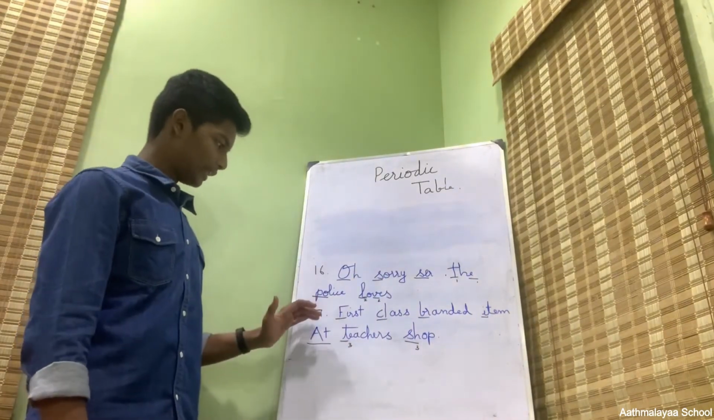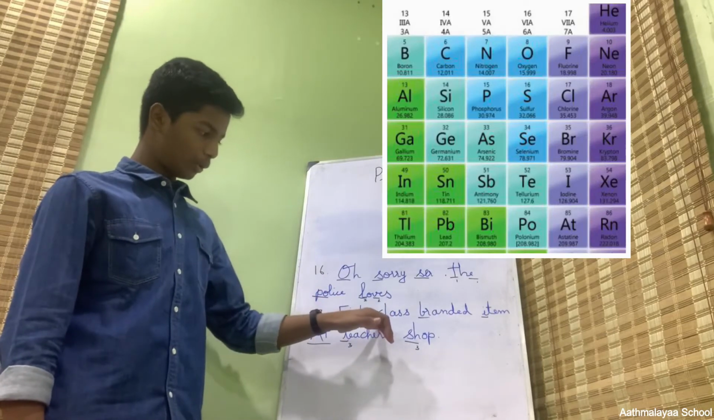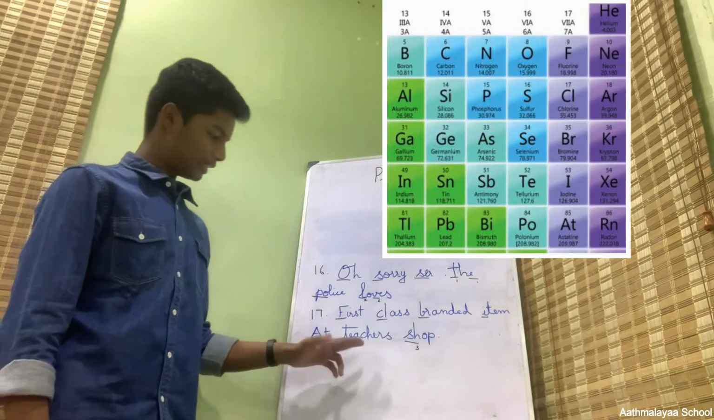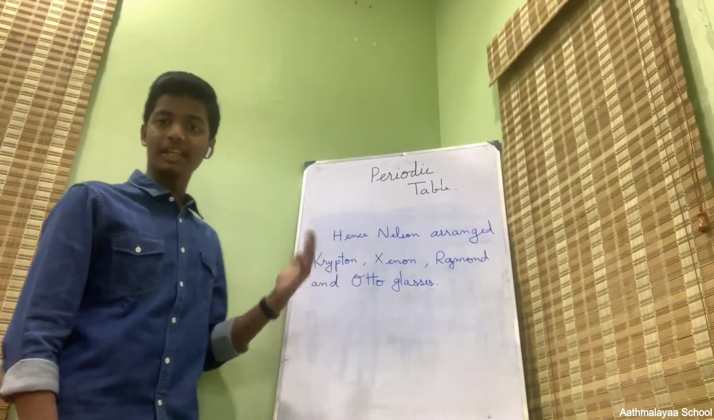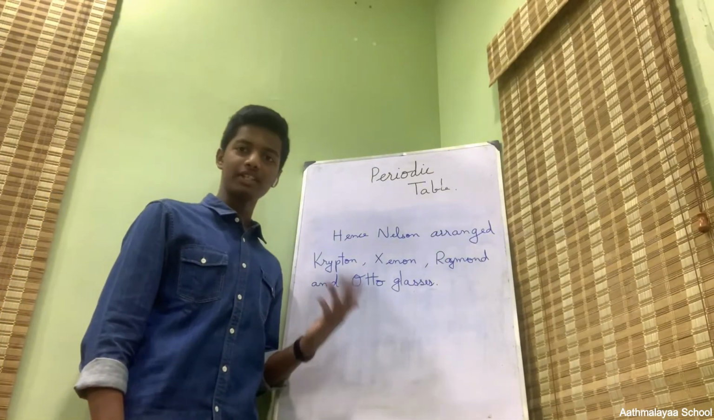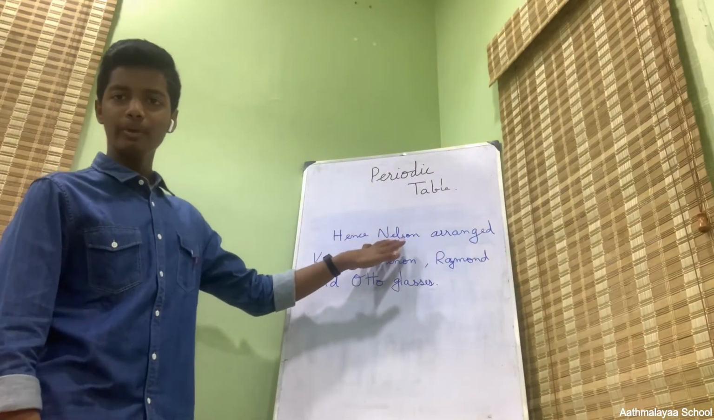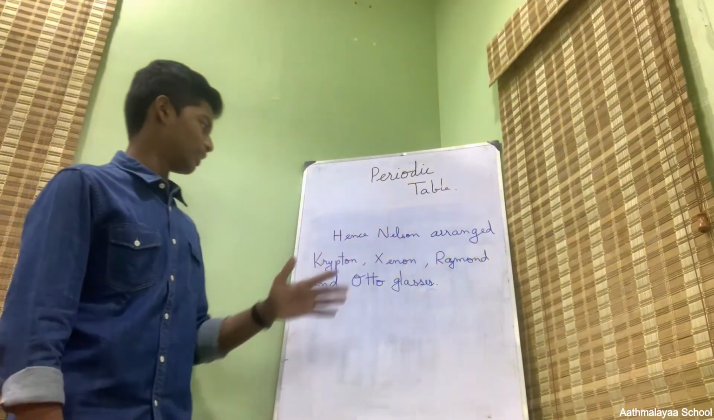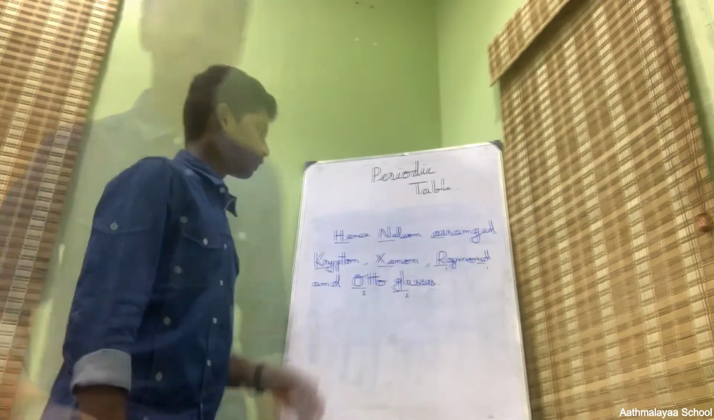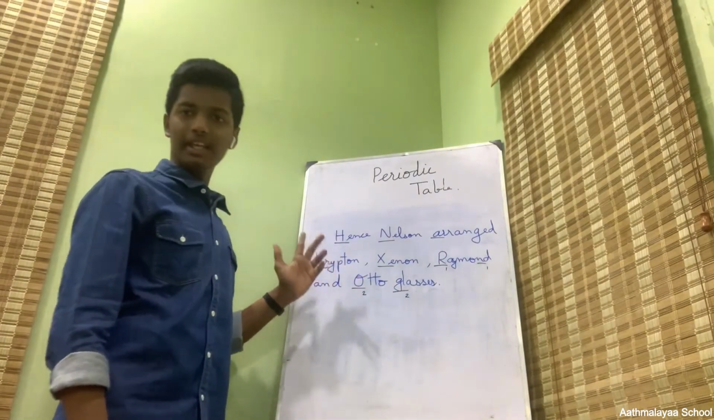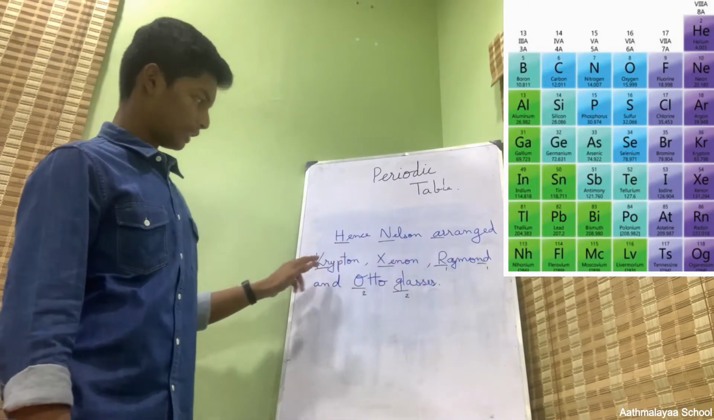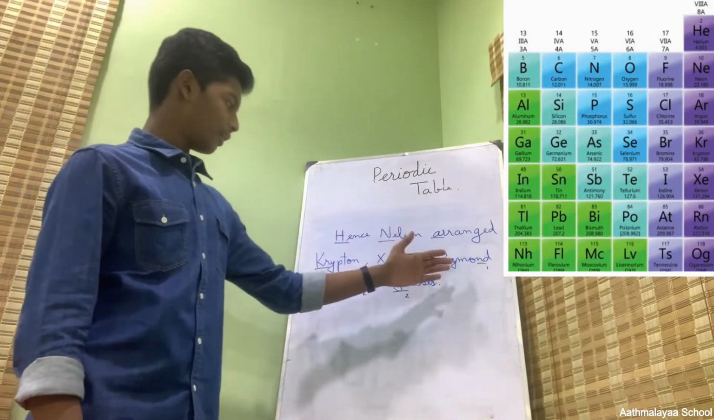The elements in the 17th group are fluorine, chlorine, bromine, iodine, astatine and tennessine. Earlier in the story, the second policeman says that the first policeman who demanded MC loves first class branded item at teacher's shop. So Nelson, who is the fourth person sitting with Balu in the car, arranged krypton, xenon, Raymond and Otto glasses. So the elements in the last group, that is the 18th group, are helium, neon, argon, krypton, xenon, radon and oganesson.